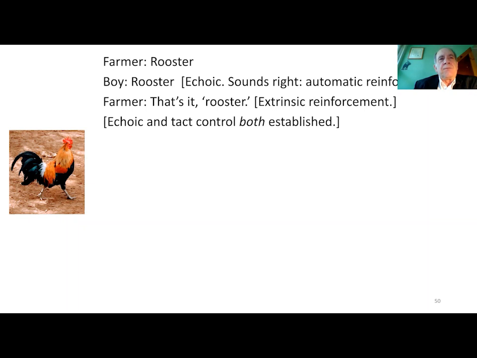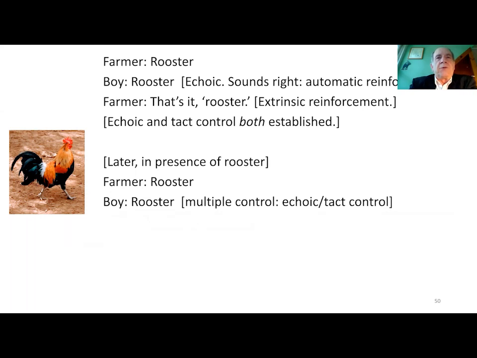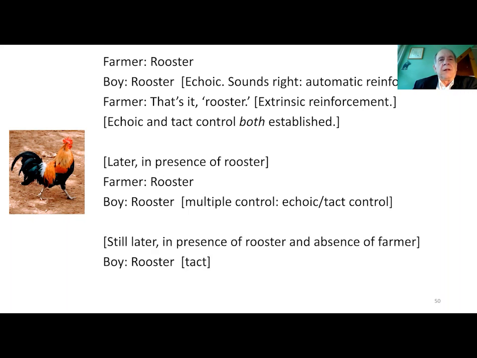Now, at this point, echoic and tact control are both established. The child has learned to say rooster under echoic control in the presence of an actual beast. So now the sight of a rooster evokes saying rooster, and hearing rooster evokes saying rooster. Both kinds of control are established in this single episode of the boy seeing a rooster, hearing the word rooster, saying rooster, and obtaining reinforcement for doing so. Later on, in the presence of a rooster, the farmer says rooster, and the boy says rooster. There's control by the animal, and there's control by the antecedent verbal stimulus. So there's multiple control. In this case, it's convergent control. Later on, if the farmer's not around, the boy says, oh, there's the rooster. Rooster is a tact. It's under control of the animal and not of the verbal stimulus.